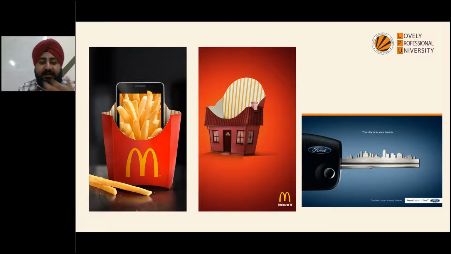So these are some examples, some creative ads from brands like McDonald's, right? And this creative ad is again photo to photo manipulation. The first one is photo to photo, the second one is photo plus drawing, the third one again is photo to photo, or maybe photo to drawing. The photo is the key and the drawing is the cityscape or the landscape.